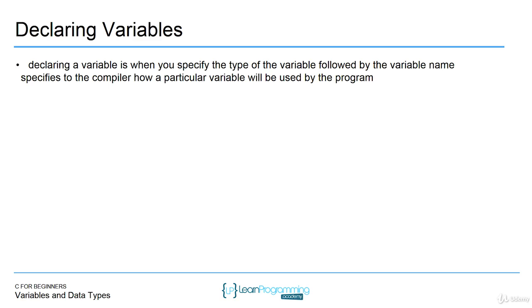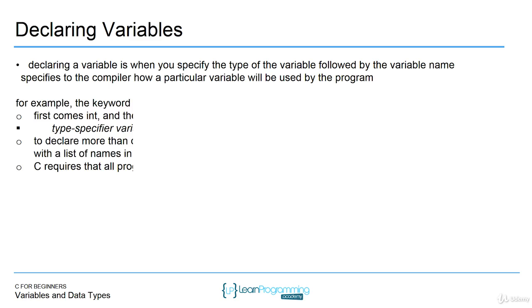Now, if we want to actually start using variables in our program, we first have to declare them. Declaring a variable means that you specify the type of the variable followed by the variable name. So you use the data type followed by the name. This tells the compiler how a particular variable will be used by the program, and it will also understand how much data to store in memory, whether it's 8 bytes, 4 bytes, and so forth.